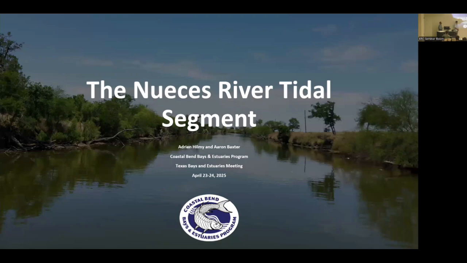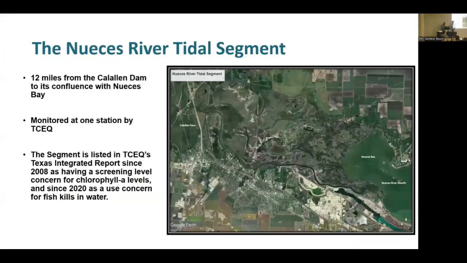I'm going to talk a little bit about the Nueces River Tidal segment. I don't know if you've been paying attention in the news, there's been some stuff out there lately, so we just wanted to take the opportunity to get in front of that and get some facts out there. Maybe you guys can help spread these facts and limit the disinformation that's out there.